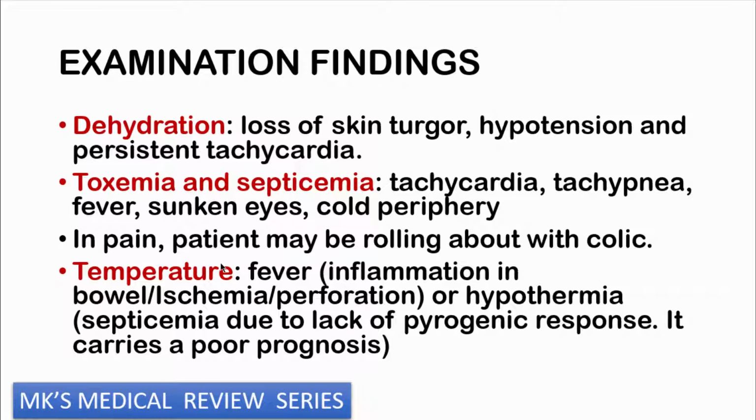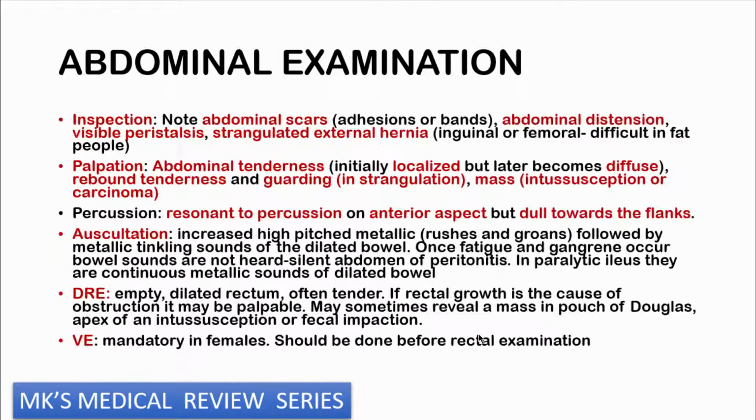A good way to tell if this person has peritonitis is to simply ask them to cough. If they cough, they will be in pain because they irritate the peritoneum. Then when you take their temperature, they may be febrile. This is going to be due to inflammation in the bowel, ischemia, or perforation. Or they may be hypothermic. If they're hypothermic, it's often due to septicemia because they lack that pyrogenic response, and that carries a very poor prognosis because they may not survive.